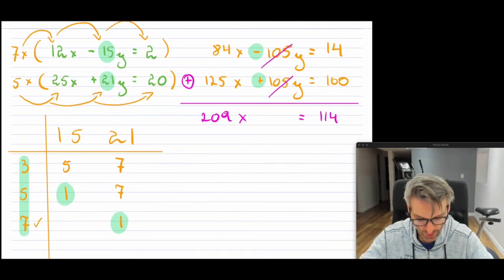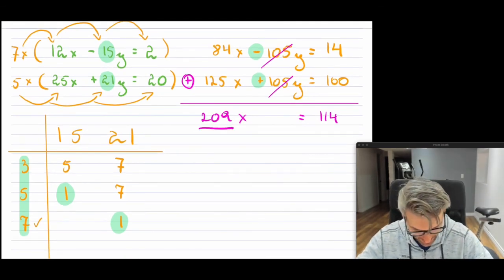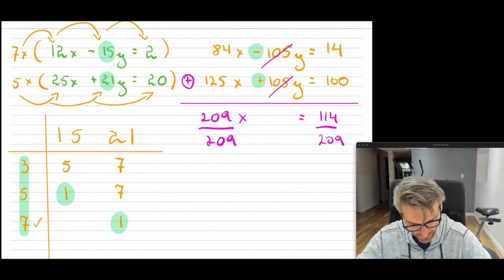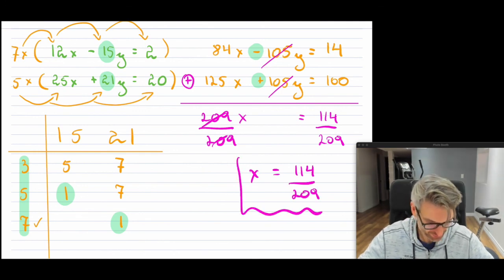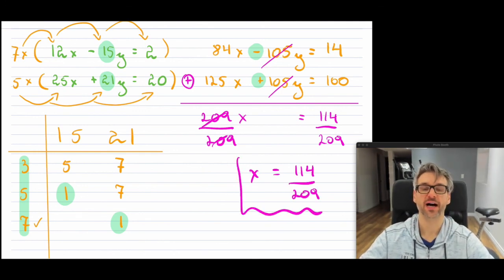Now dividing both sides by 209, and then I get that x. Now this is not very pretty, but that's the answer. So that's the x value.